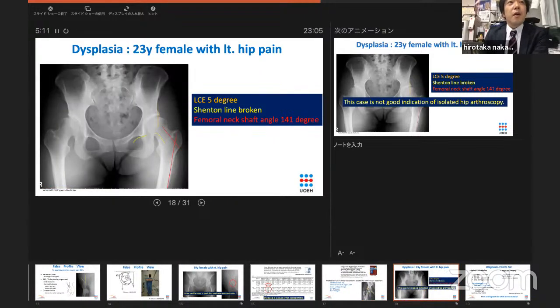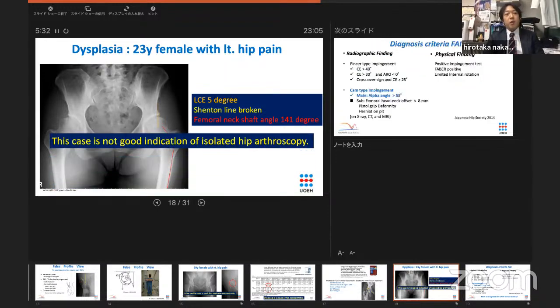So this is a 23-year-old female with left hip pain. Her LCEA was 5 degrees and Shenton's line was broken. Femoral neck shaft angle is 141 degrees. So this case is not a good indication for isolated hip arthroscopy.